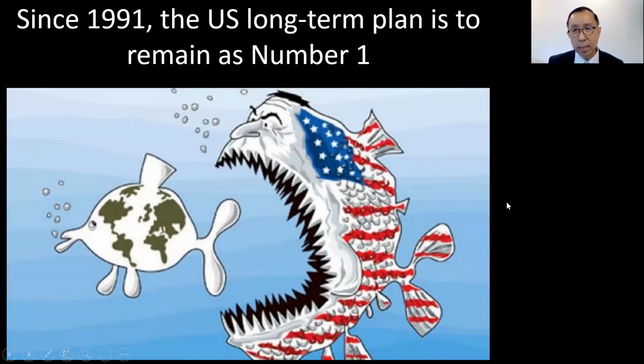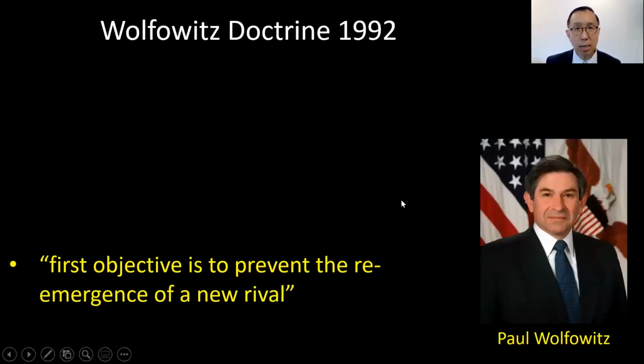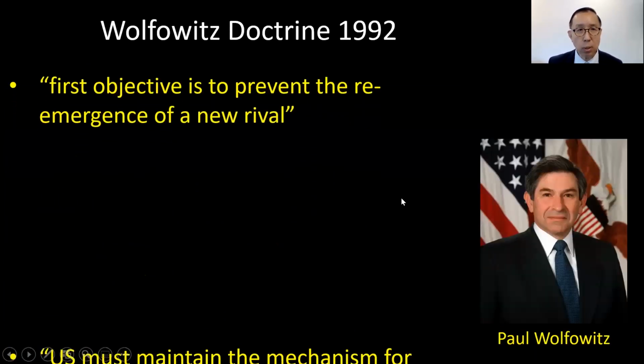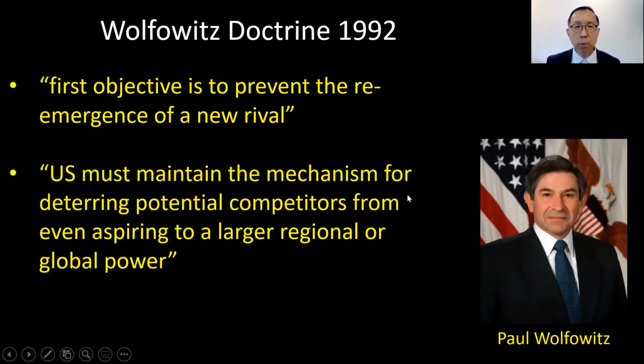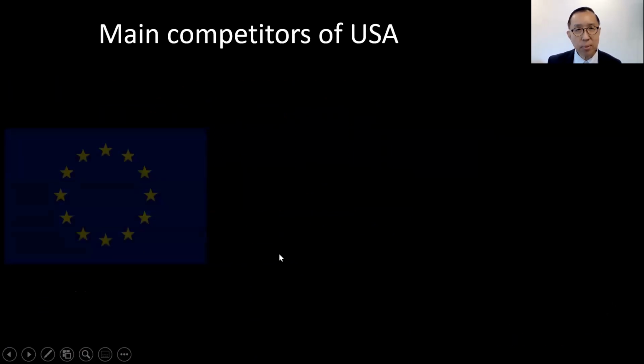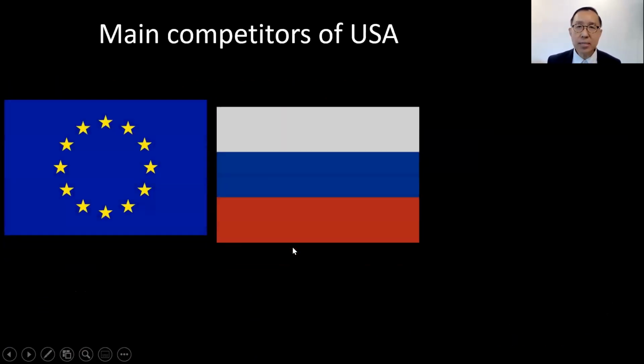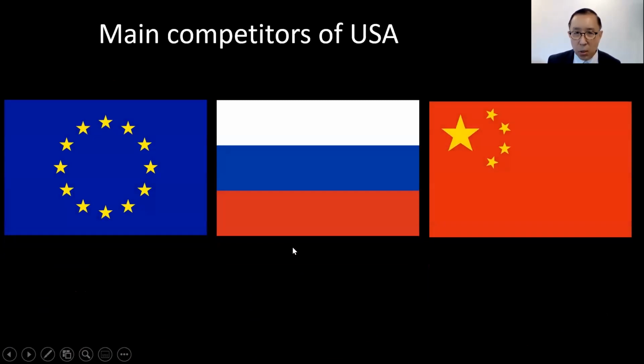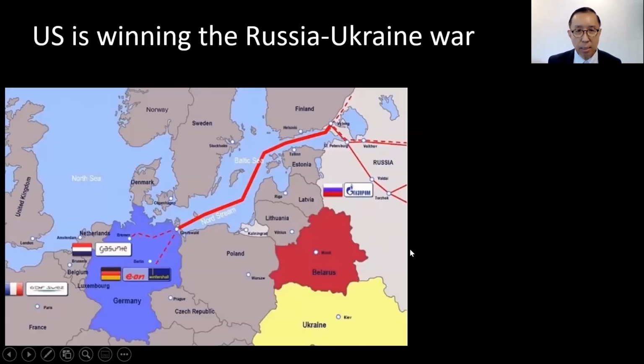number one. And this you can see in the Wolfowitz Doctrine of 1992. The objective is to prevent anyone from coming up. All growing competitors must be squashed. That's the doctrine. Who are the main competitors of the USA today? EU, Russia, and China. Okay?